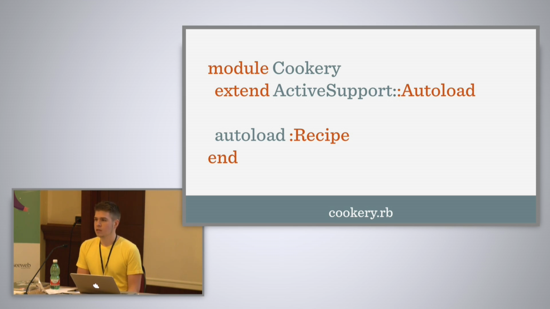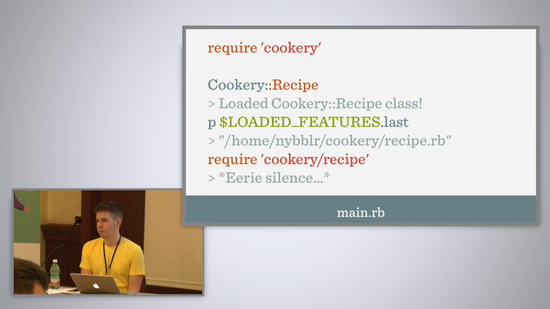So to make use of this, we have our Cookery module. Notice this is the cookery.rb file, and we're going to extend that module with the Active Support extensions and call autoload. So now, back in main.rb, all we have to do is require that entry point. In this case, the Cookery module is our gateway to the recipe. So if we call Cookery::Recipe, the Cookery module is already loaded into memory. So autoloading looks at Cookery and sees that we can access Recipe on it, and it knows where to load that file.